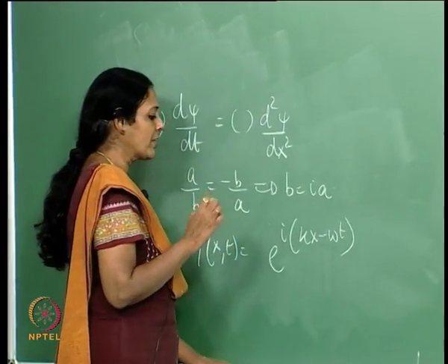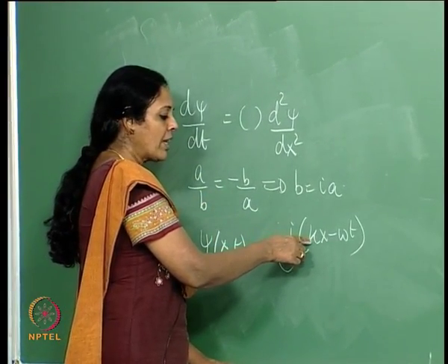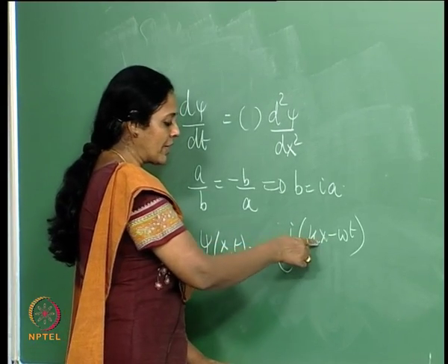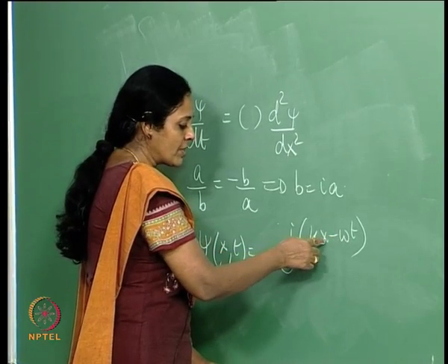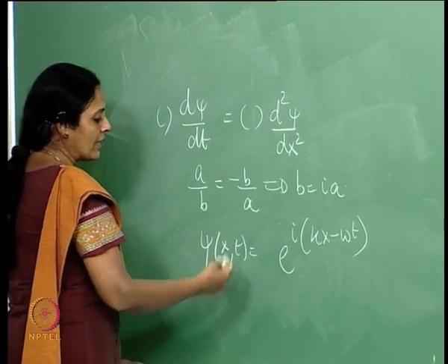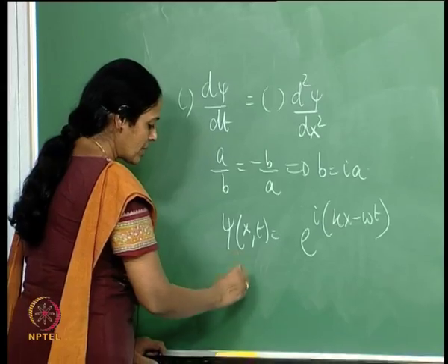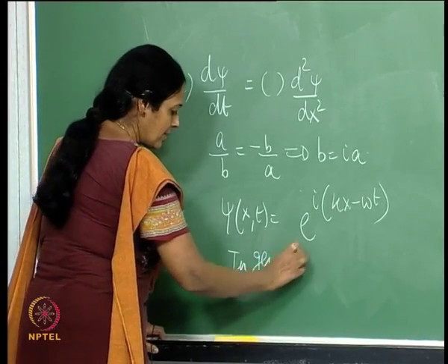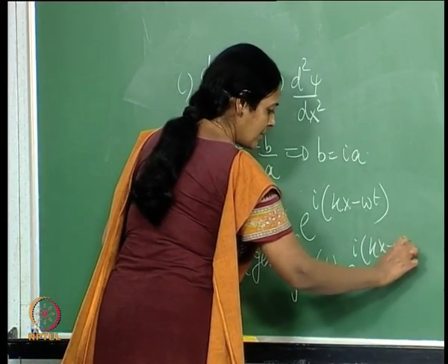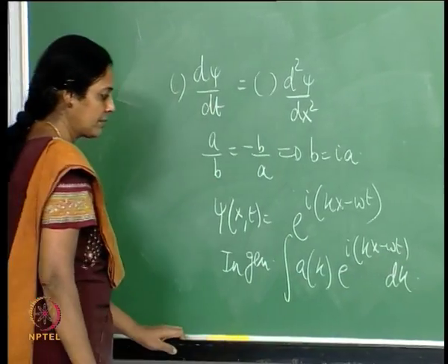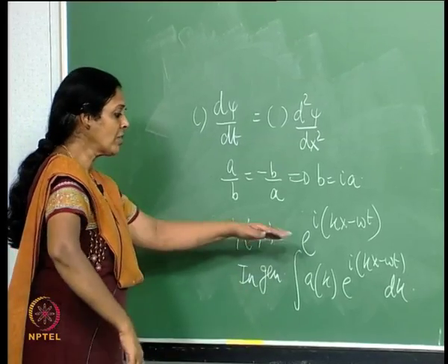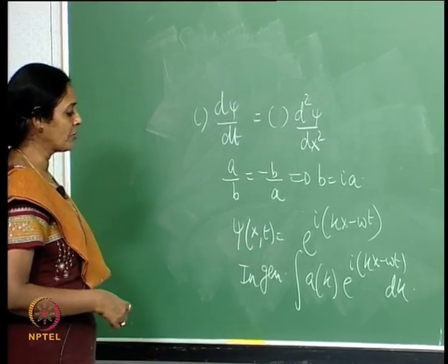That is not to say that this is the only solution. k is a specified number. Given the momentum p, I have k; p is equal to h cross k. On the other hand, psi is a function of x given omega; these are the constants, and psi varies with x and varies with time. I in general can have superpositions of this as solutions. In general, the solution is integral a of k e to the i(kx minus omega t) dk for all values of k. So that's a general superposition, which too is a solution of that equation.